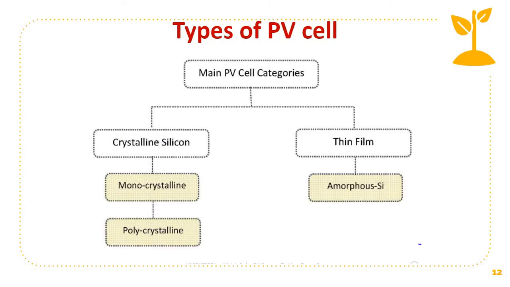There are different types of PV cells. Main PV cell categories are crystalline silicon and thin film. Crystalline silicon can be further classified into monocrystalline and polycrystalline, and thin film can be classified further into amorphous silicon.